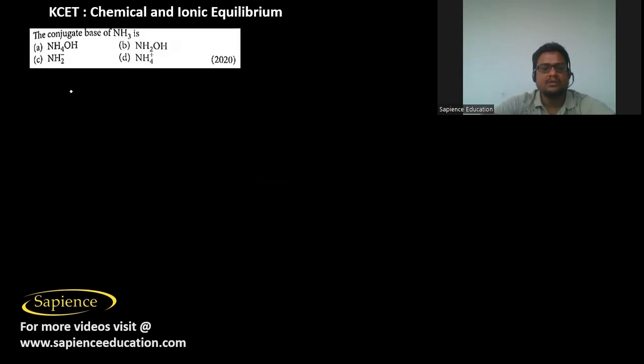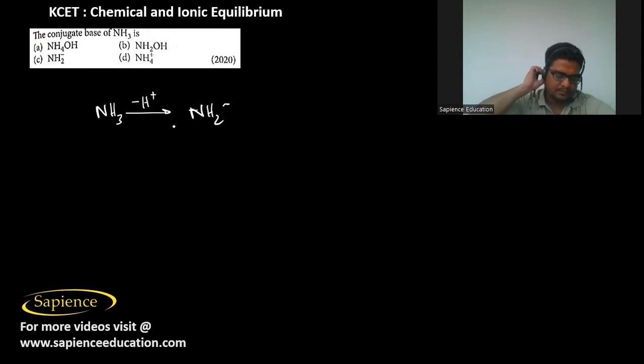Then it is told the conjugate base of NH3 is. The conjugate base means we should remove one H plus ion, so then it will form NH2 minus ion. So option C is the correct answer. So it is the conjugate base of NH3.